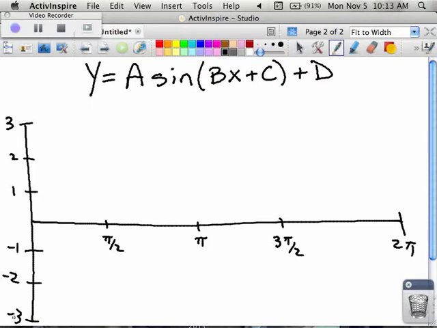for the y-axis. And to start out with, I'm going to draw the normal sine graph, and then I'm going to transform it, and I want you to try and figure out what each of the letters are doing.